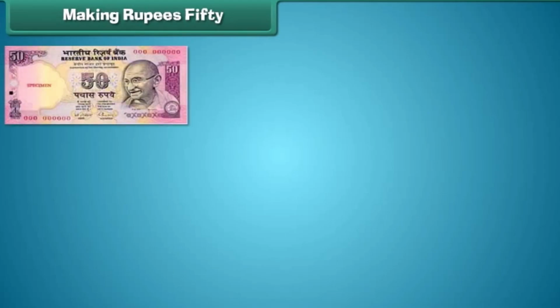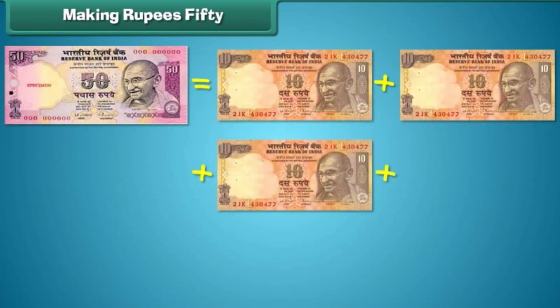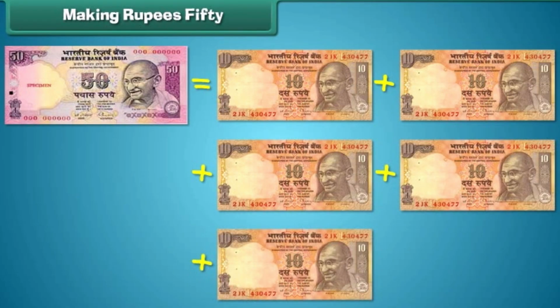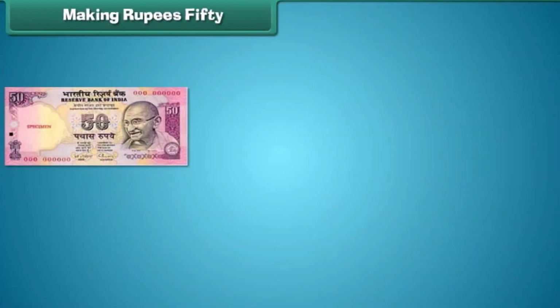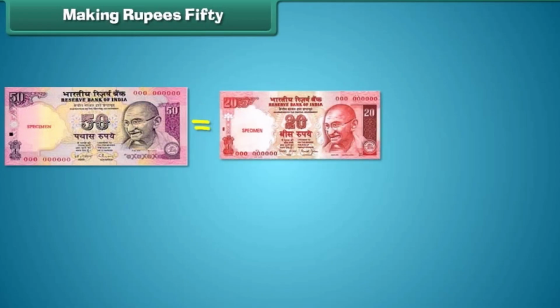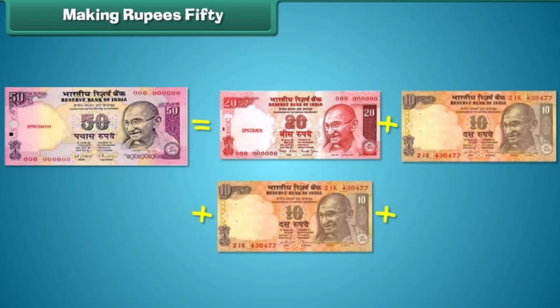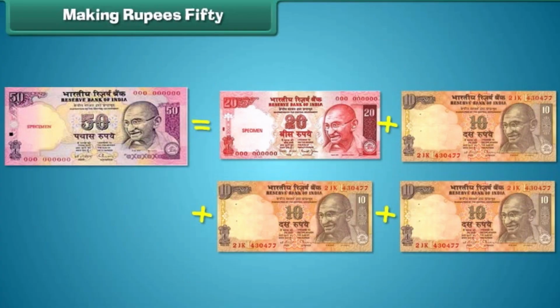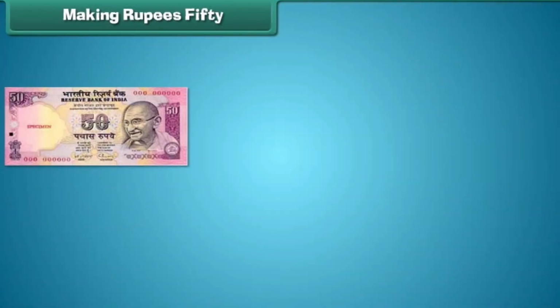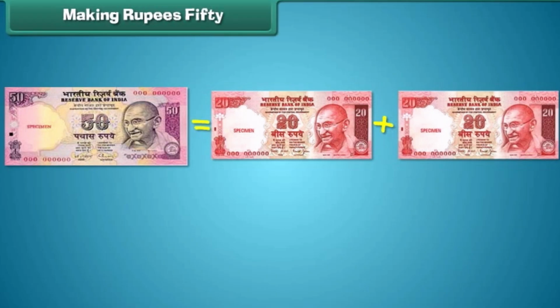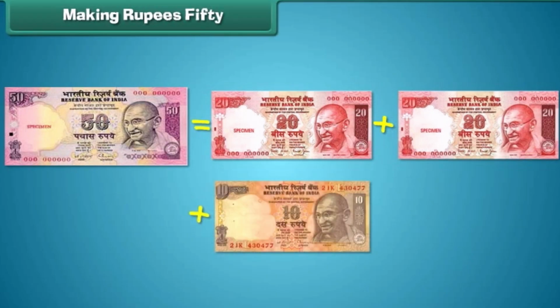Similarly, a 50 rupees note is equal to the sum of 5 10 rupees notes. A 50 rupees note is equal to the sum of 1 20 rupees note and 3 10 rupees notes. A 50 rupees note is equal to the sum of 2 20 rupees notes and 1 10 rupees note.